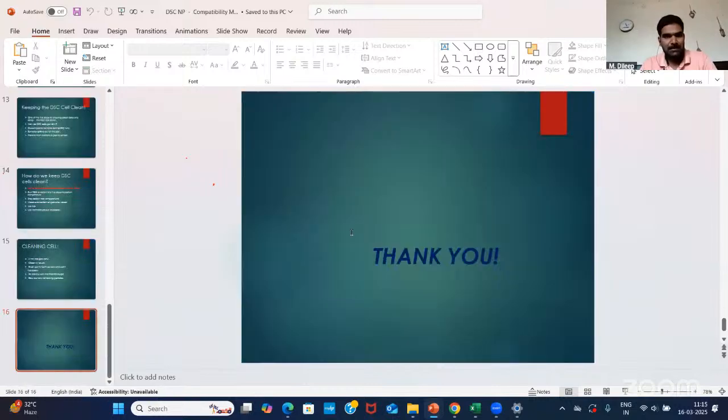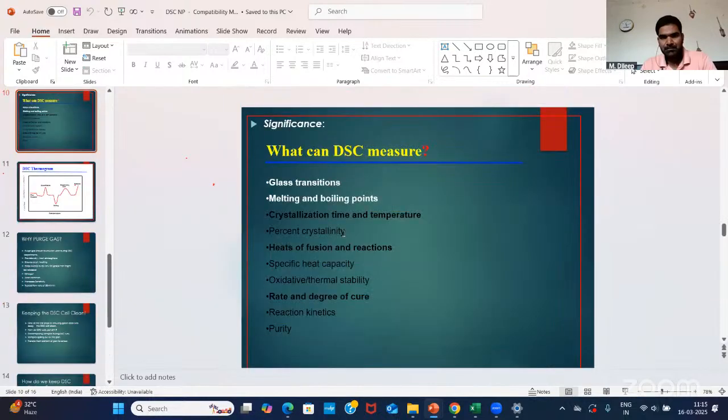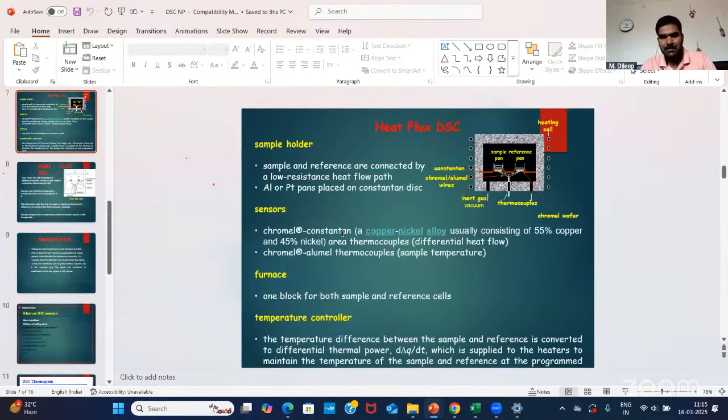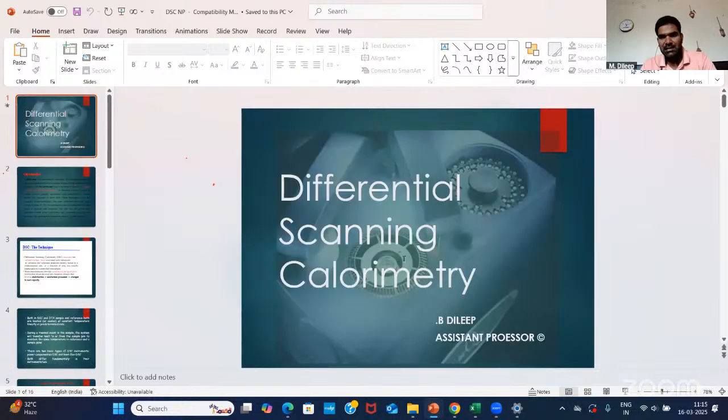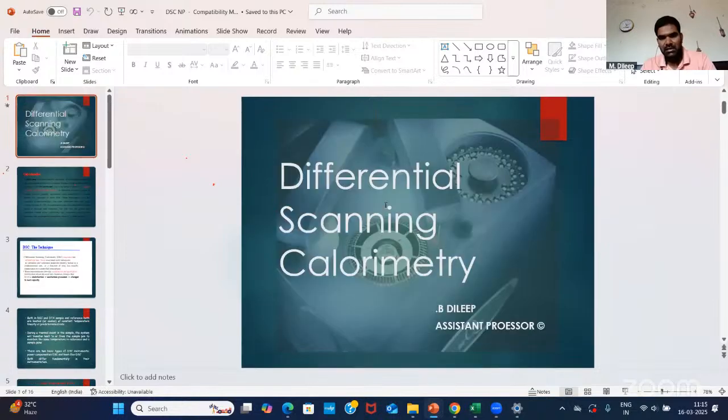Let us see what DSC is. Differential scanning calorimetry is the next topic. This is also one technique to find the characteristics of a sample or the specimen which we use. Okay, so coming to the topic.